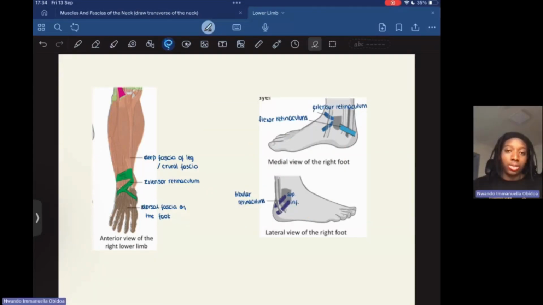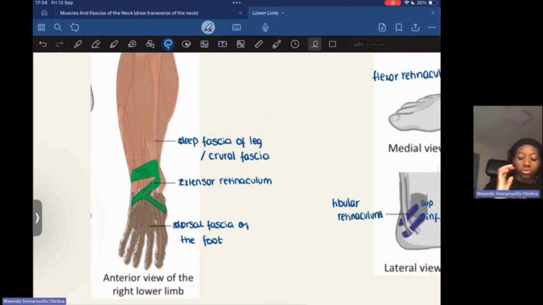I will be talking about the muscles and fascias of the leg and the foot. For the leg, we have a deep fascia of the leg, which is also known as the crural fascia. Then we have an extensor retinaculum, and then there's a dorsal fascia of the foot.